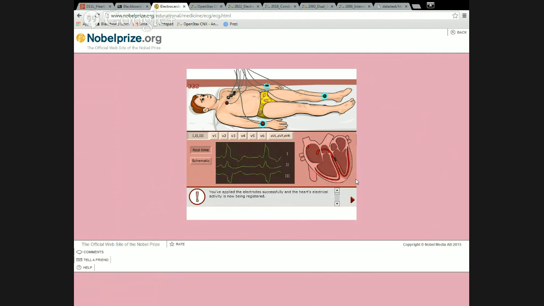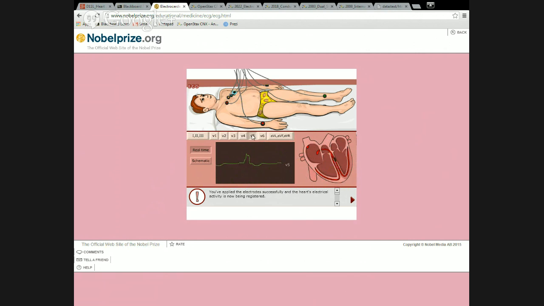Over here, we have the recordings as they're going on. They're definitely going by way too fast to make any sense of. But we can look at the different leads. So here we have leads 1, 2, and 3, the standard leads. We can switch to the 3 augmented leads, or we can switch to each of the individual chest electrode-based precordial leads. Okay.